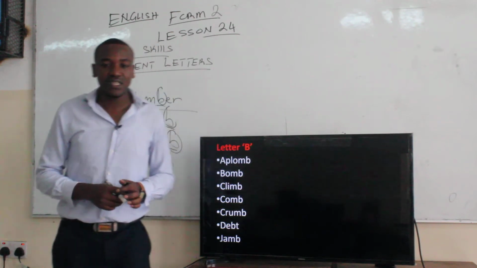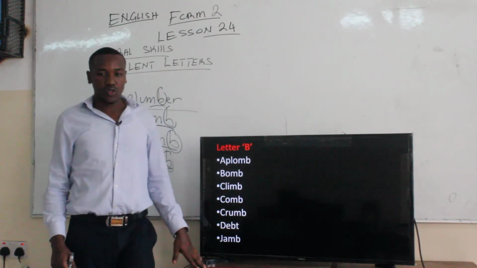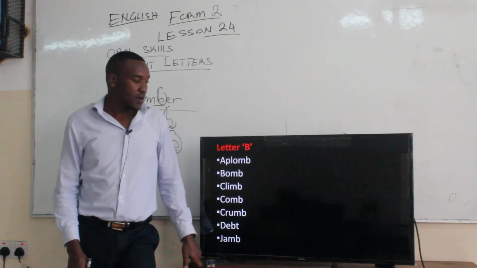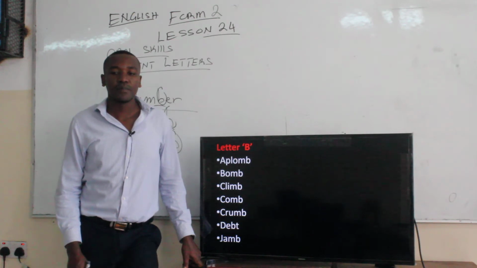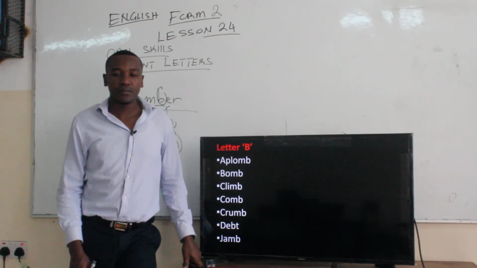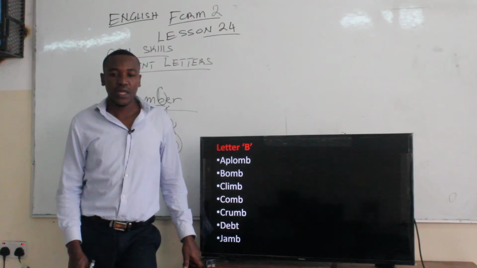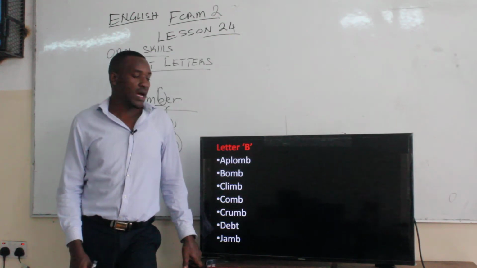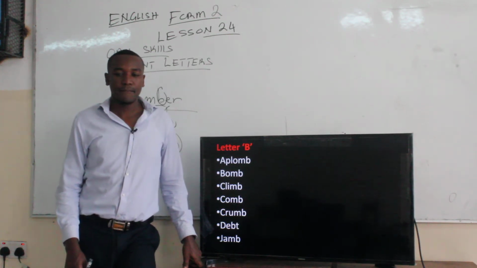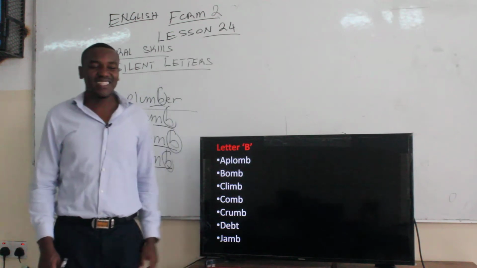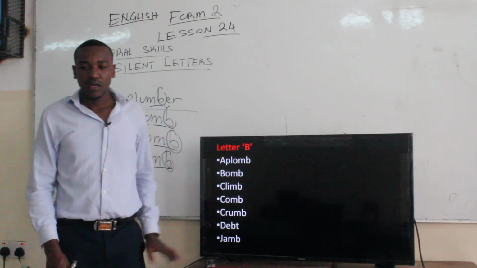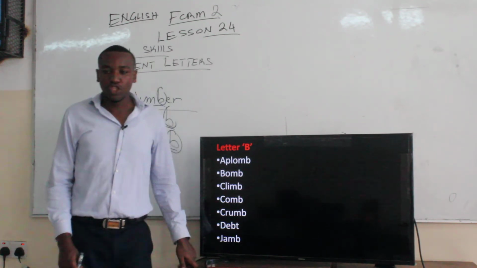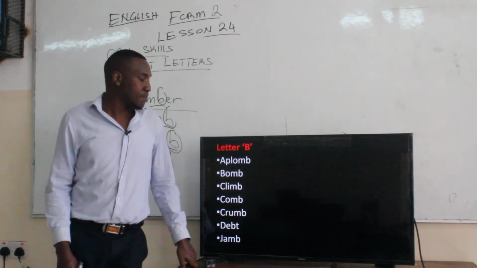Let's carry on with this list and pronounce them together. Aplomb. Next we have bomb. We have climb. We have comb. Then we have cram. Then we have debt. Have you paid your debts? Debt. Then jam. We still have more of the list where the B is silent.